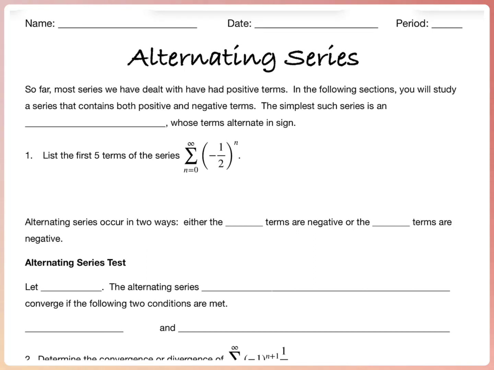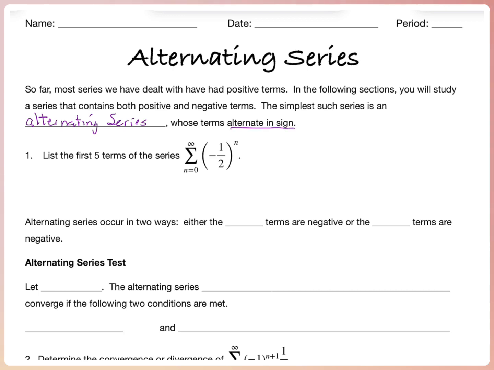All right, so far most series we have dealt with have had positive terms. In the following sections, we will study a series that contains both positive and negative terms. The simplest such series is called an alternating series, whose terms alternate in sign.